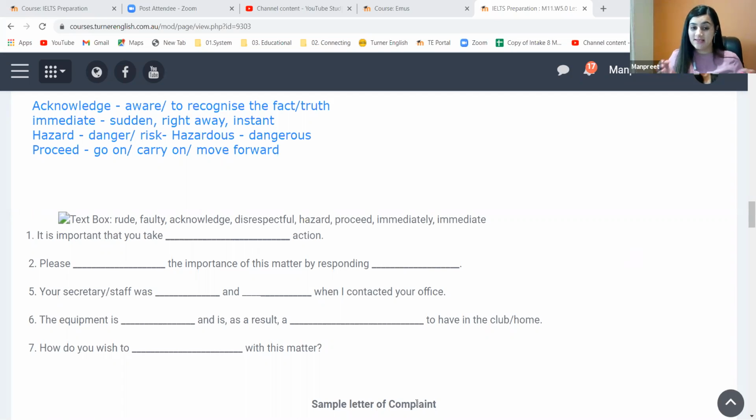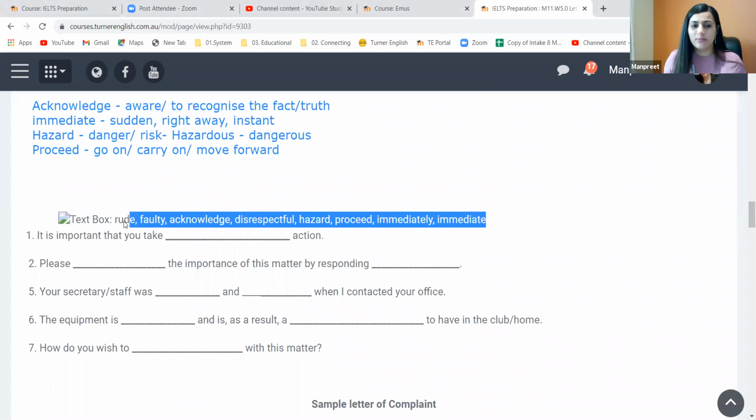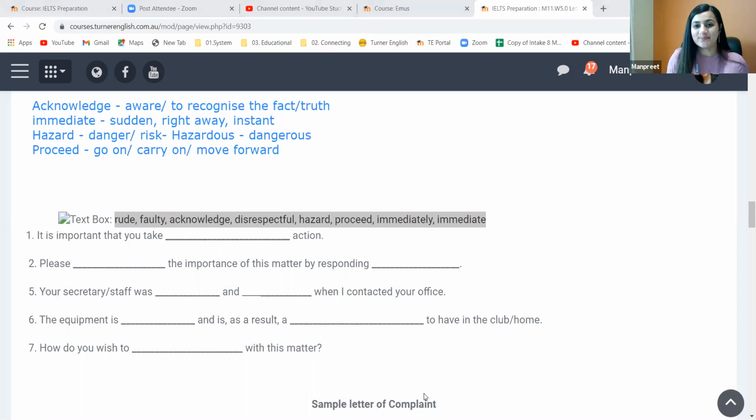So this exercise was basically to get you familiar with the vocab. You will be using this a lot when you practice writing a letter of complaint. So this was just to make you familiar with this vocab. Any questions, everybody, before we move on?